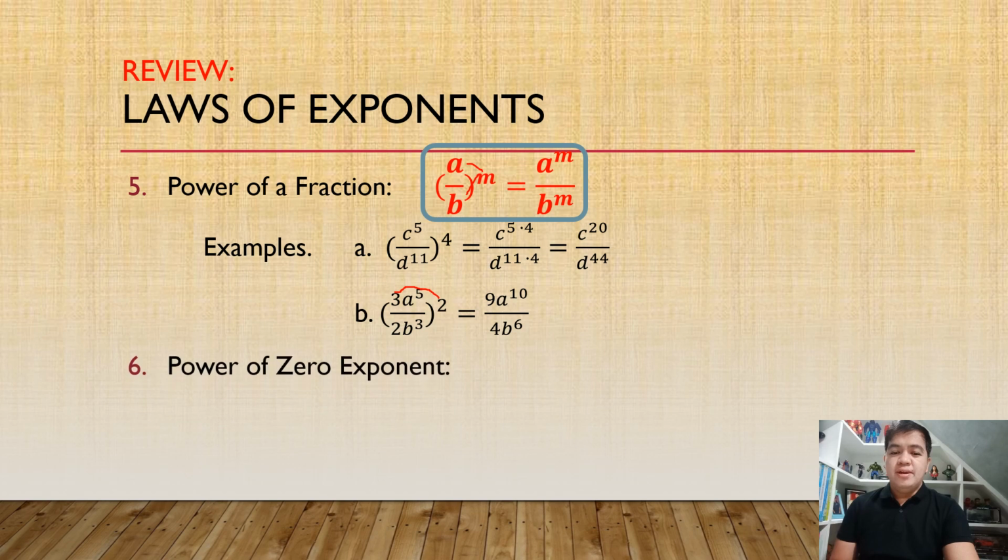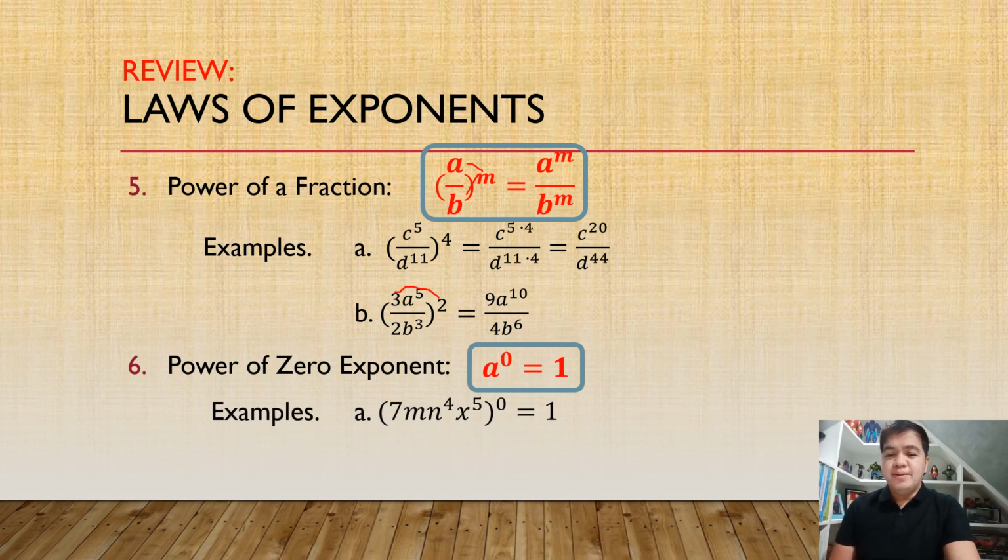Okay? And number 6, we also have power of 0 exponent. So, paano yun? Sabi lang dito, napakadali. Any number raised to 0, the answer is any number or any variable, when it is raised to the 0, the answer is always 1. Kapag ang exponent ay 0, so 1 lang ang iisipin. Okay? So, for example, 7mn to the 4th x to the 5th, raised to the 0, so the answer is 1. Ito, kahit fraction pa siya, basta siya ay naka-raise sa 0, so the answer is 1 also.